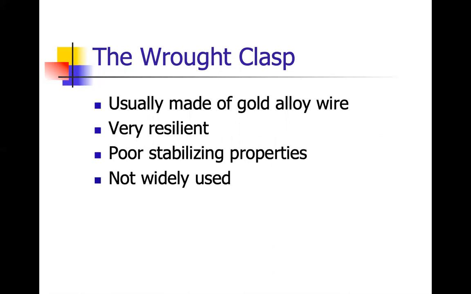The wrought clasp is usually made of gold alloy wire. It is very resilient and has poor stabilizing properties. Therefore, it is not widely used.